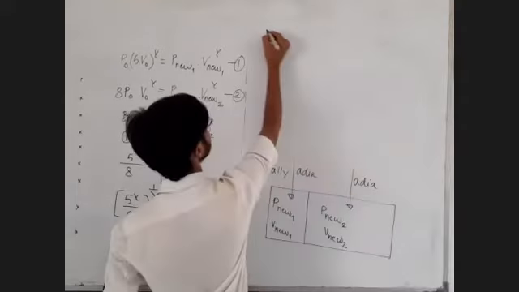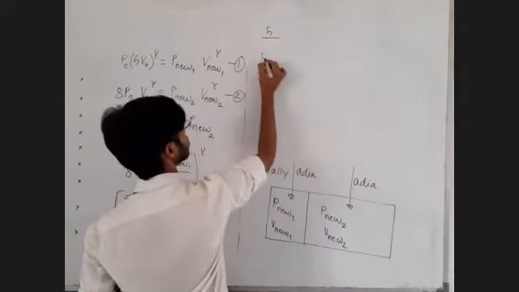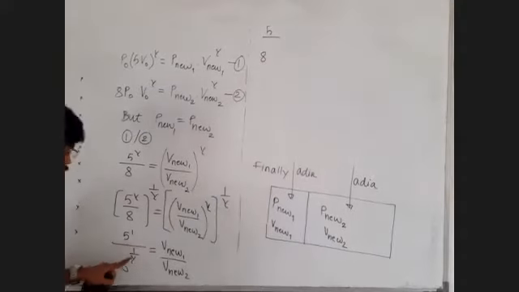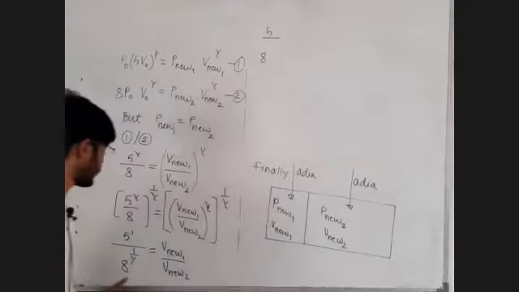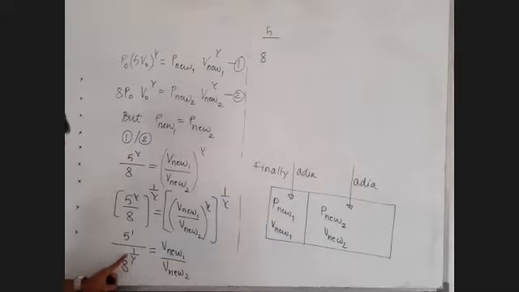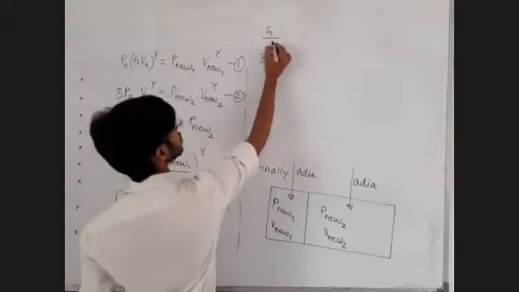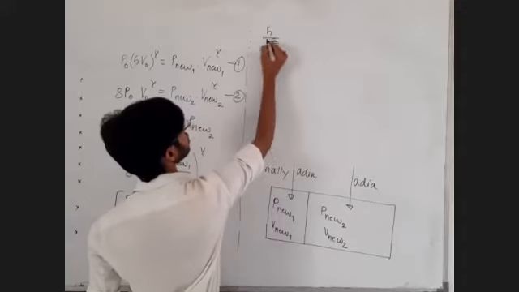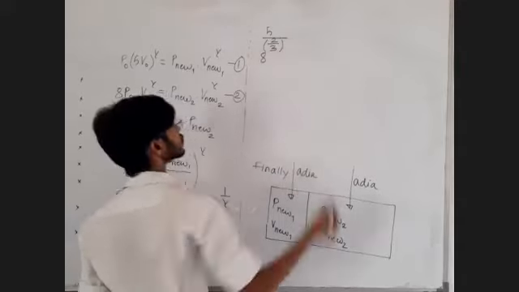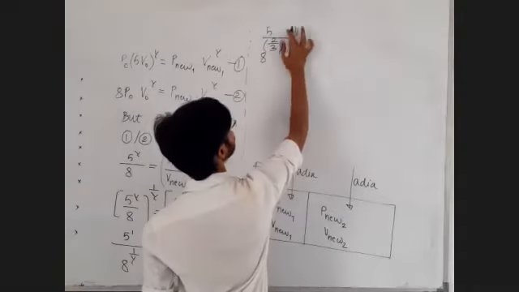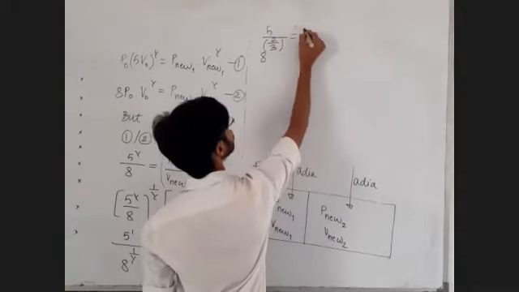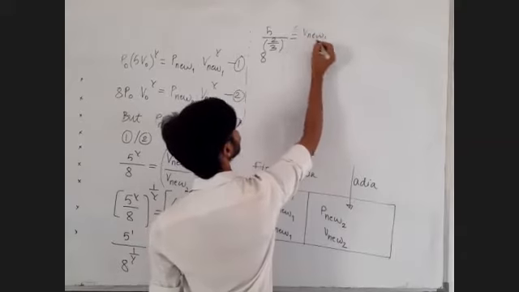The equation will be 5 divided by 8 raised to 1 by gamma. Gamma is 3 by 2, so 1 by gamma will be 2 by 3. Sorry, gamma is 3 by 2, 1 by gamma will be 2 by 3. Fine. Next, V new 1 divided by V new 2.